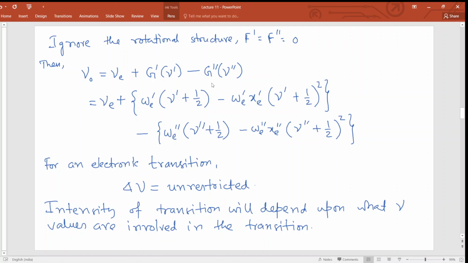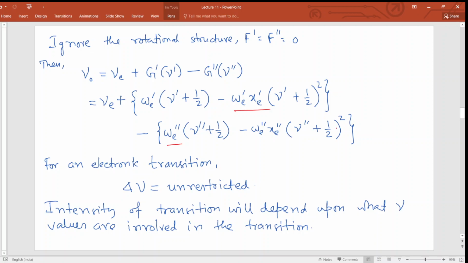Now, from the expression which we derived in the last class, we can write down g prime to be equal to omega e prime times nu prime plus half, minus omega e prime x e prime times nu prime plus half whole square. And similarly for g double prime, it will be omega e double prime times nu double prime plus half, minus omega e double prime x e double prime times nu double prime plus half whole square. Okay, so this is just the expanded relation.